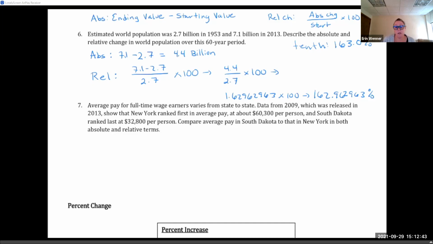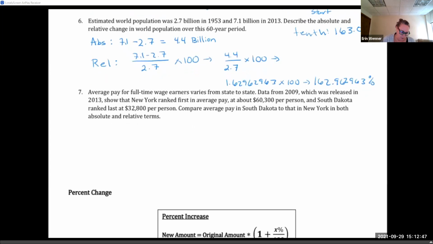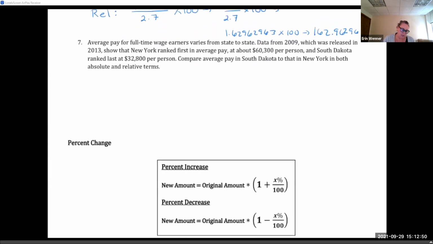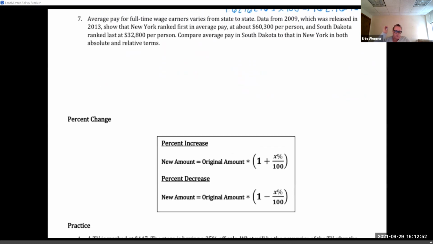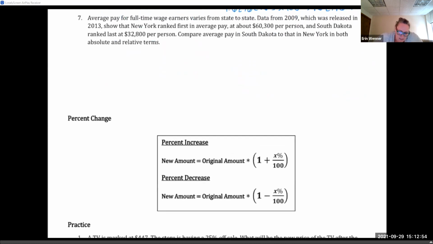World population increased a lot over 60 years. So we'll do number 7 and then we'll be done. Number 7 says the average pay for full-time wage earners varies from state to state. Data from 2009, which was released in 2013, shows that New York ranked first in average pay at $60,300 per person, and South Dakota ranked last at $32,800 per person. Compare the average pay in South Dakota to that in New York, both in absolute and relative values.